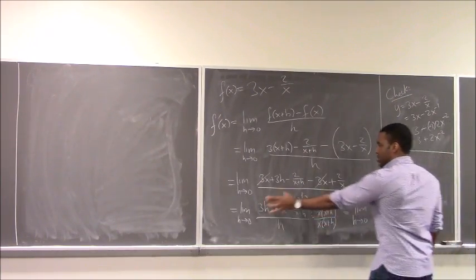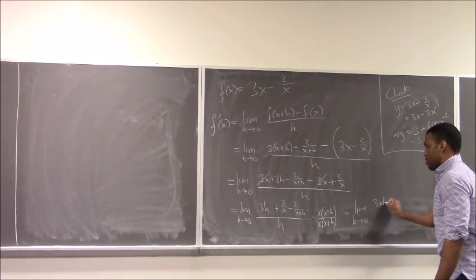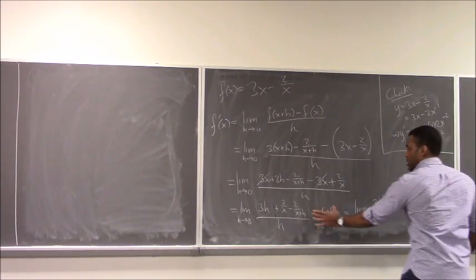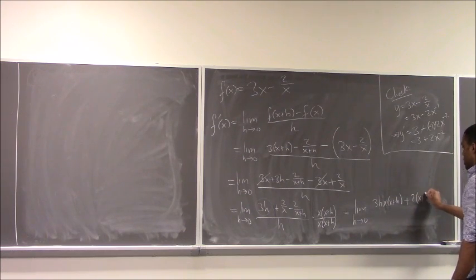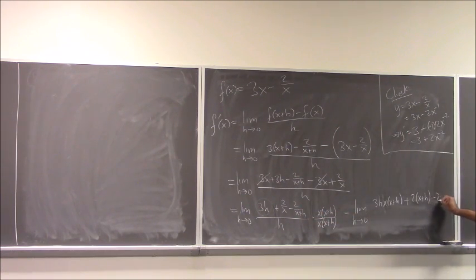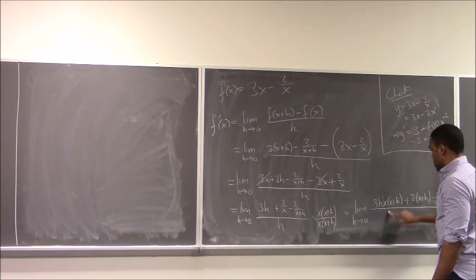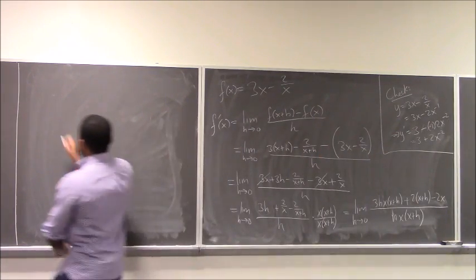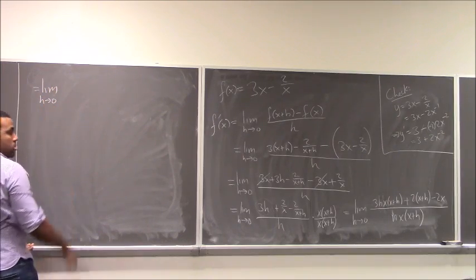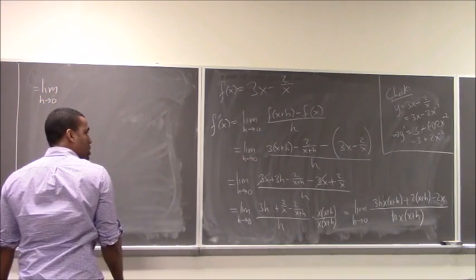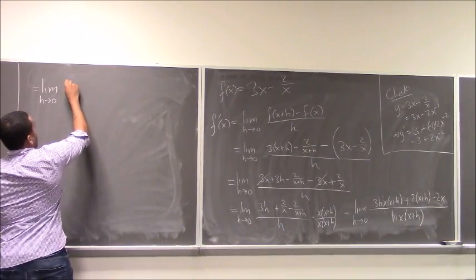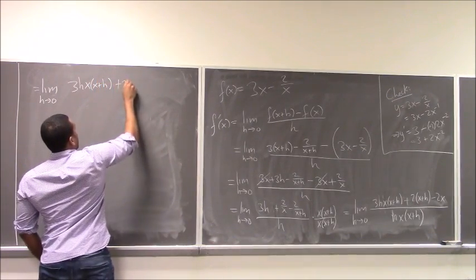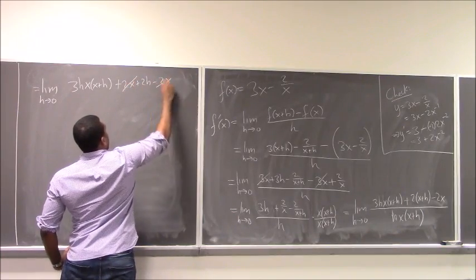So now, what would happen is I'm going to take this times the 3. So I'm going to have 3h times x plus h. This times that, I would have 2 times x plus h. And this times that, I would have minus 2x all over h times x plus h. And so now I just distribute and group things together. This is plus 2x plus 2h minus 2x, and these guys would die.